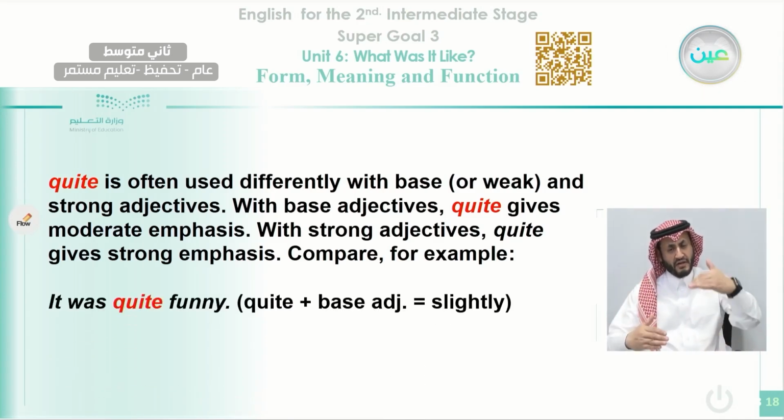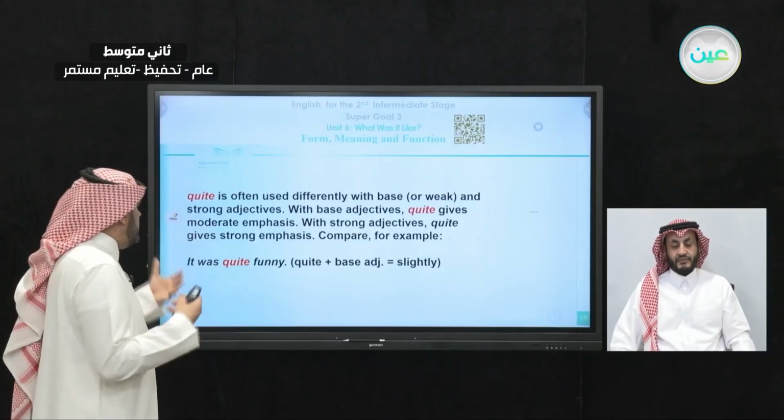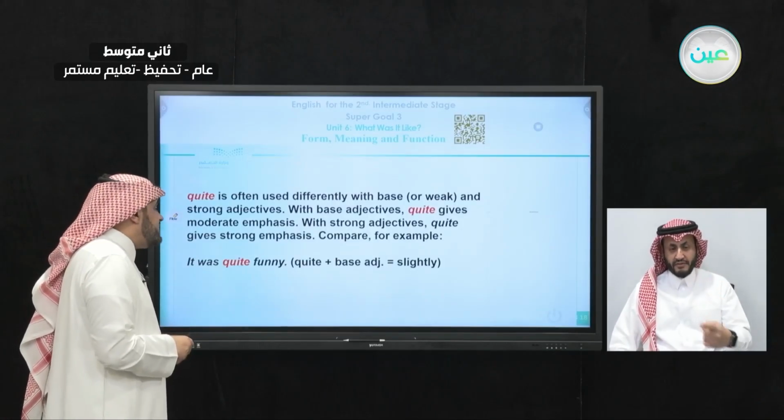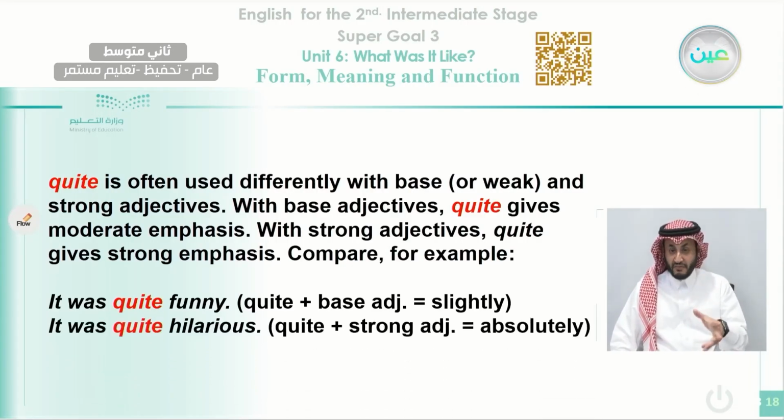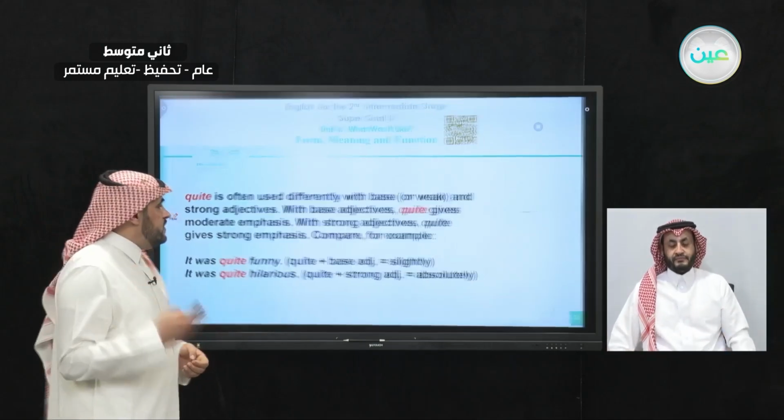Let's read the examples here. It was quite funny. When you say it is quite funny here, we use it with the weak adjectives. Quite means slightly. But when we use it with the strong adjectives like hilarious here, we say it was quite hilarious. Here it means absolutely. Okay? So if you use it with weak adjectives, it means slightly. But if you use it with strong adjectives, it means absolutely.